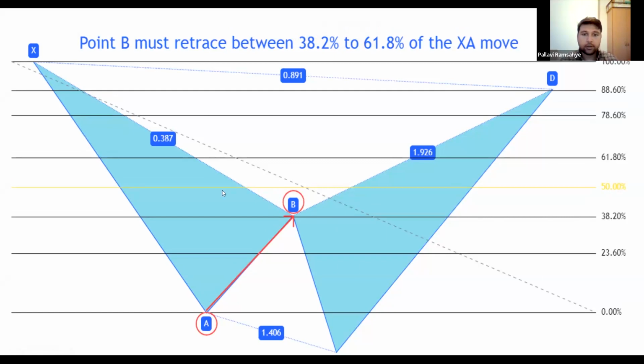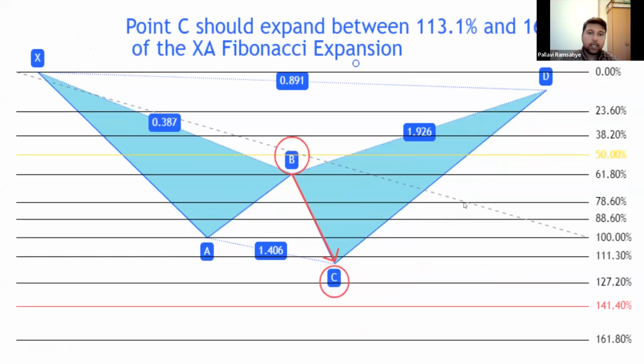Now we are going to look for point C, okay. Now point C is following on from point B. This time it's not a retracement. This time it's an expansion, okay. And again, we went through the three types of Fibonacci. So there's a retracement, there's expansion, and there's extension. Okay. Now we're looking for the extension to be between 113.1% and 161.8%.